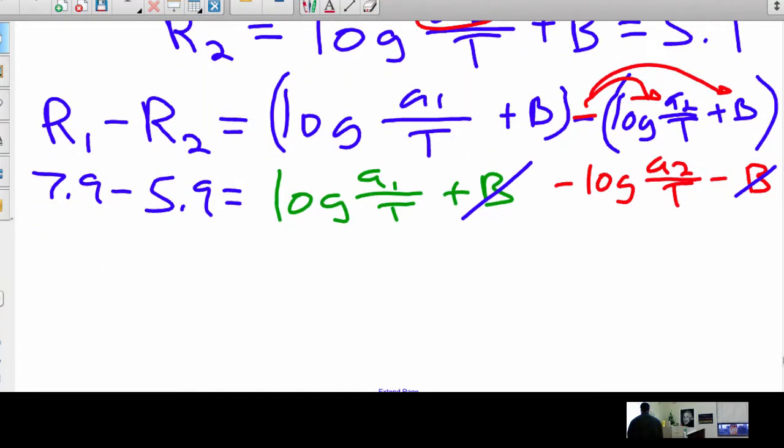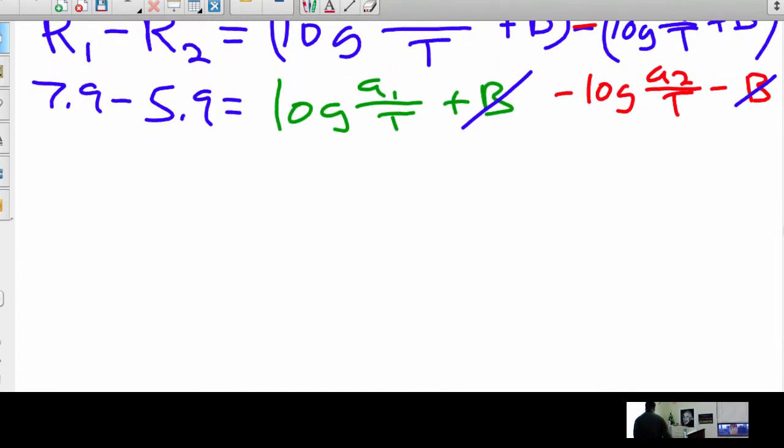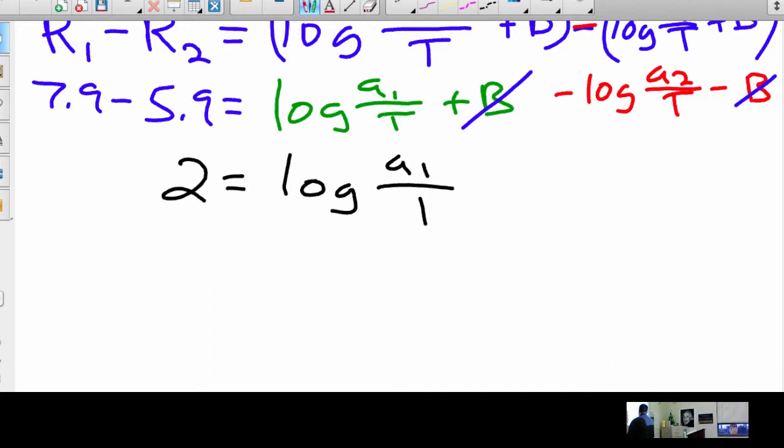Let me slide that up there so you can see it. Oops, slid it up a little too high. You guys with me so far? So now 7.9 minus 5.9 is 2. Hey, that's easy. And now I've got log base 10, right? We don't write the 10 down, but it's there. Minus log A sub 2 over t, right?